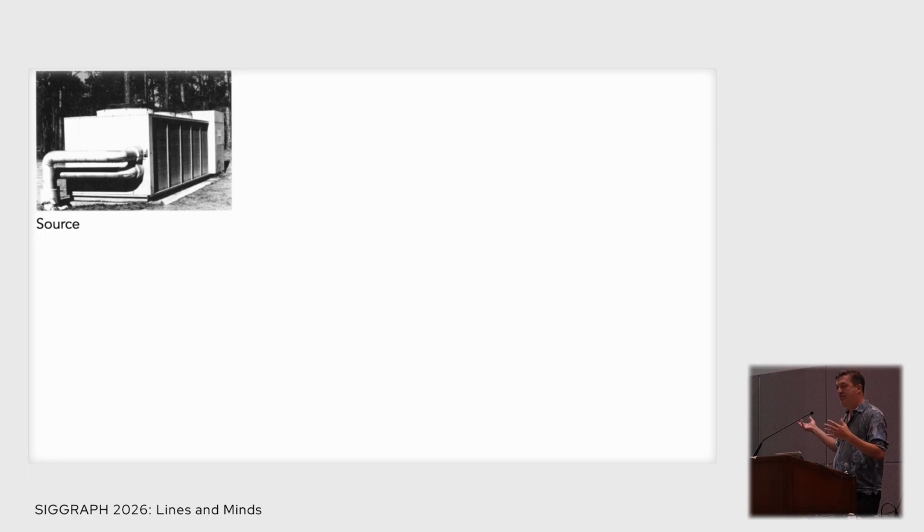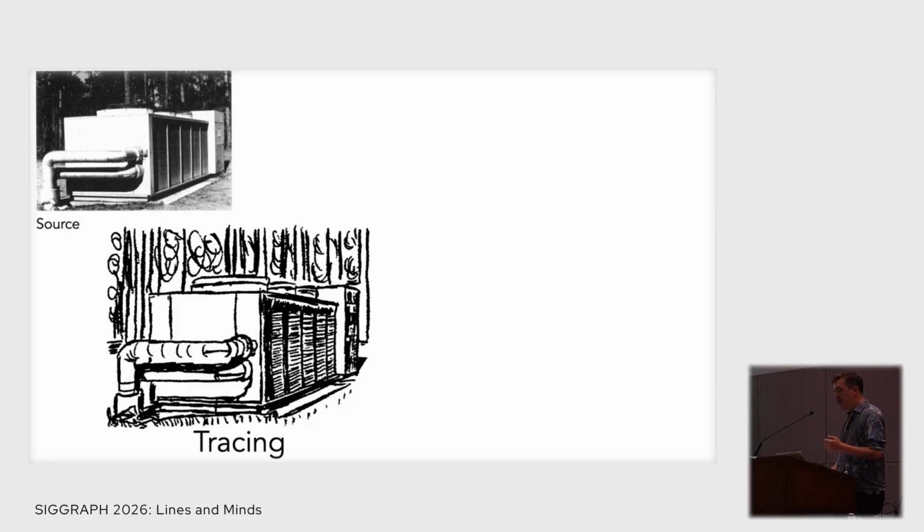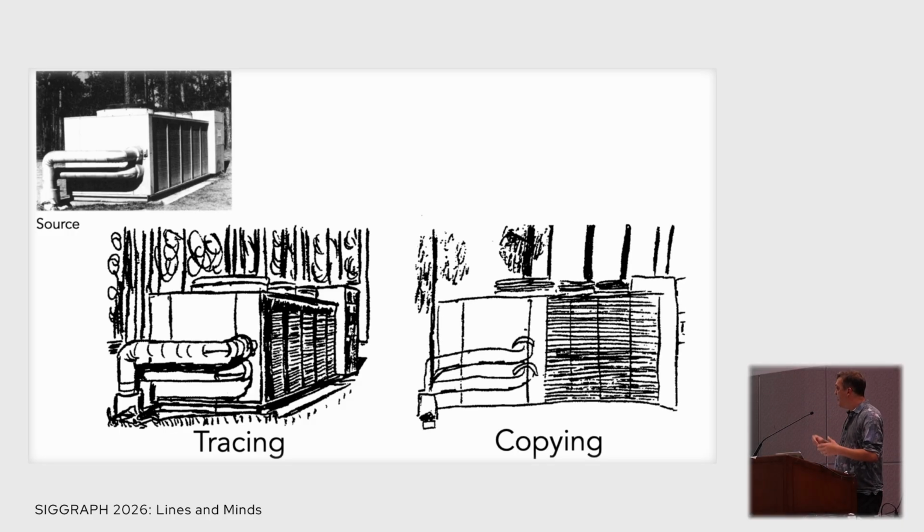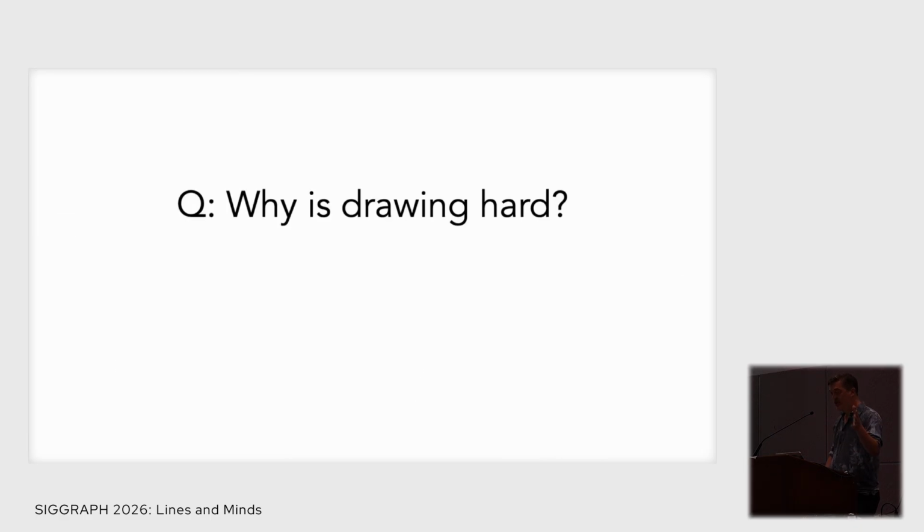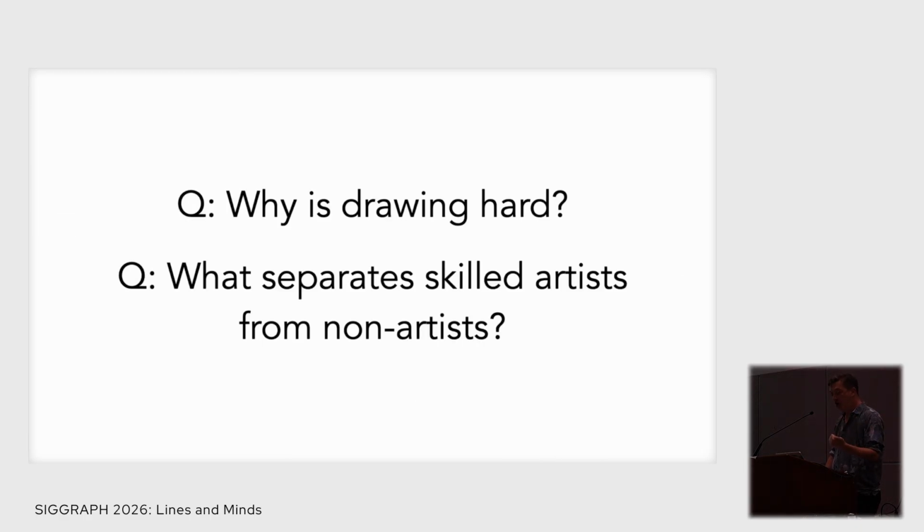So for example, in that paper I just showed you briefly a moment ago, participants were shown this photo, and some were allowed to trace over the photo, and others were asked to draw it from reference. And these particular authors concluded that because people are able to trace pretty accurately, motor skills are not a limiting factor in people's ability to draw. It has something to do with people's perceptual abilities. That's what they thought. So this whole body of psychology research has asked, why is drawing hard, and what separates artists from non-artists?